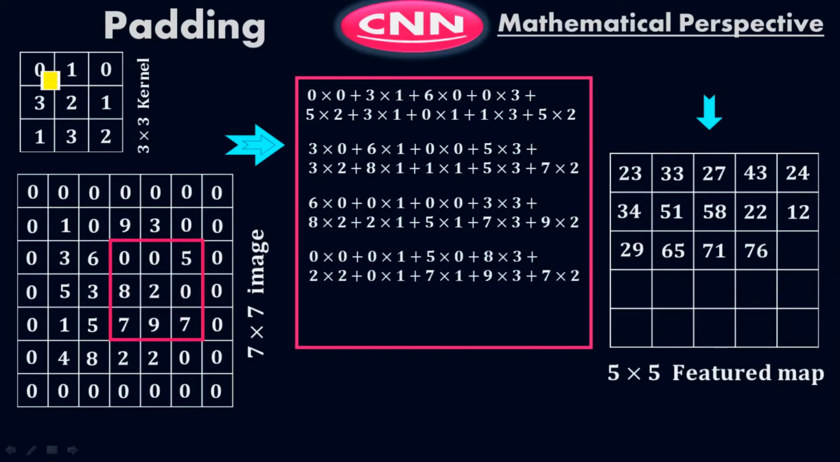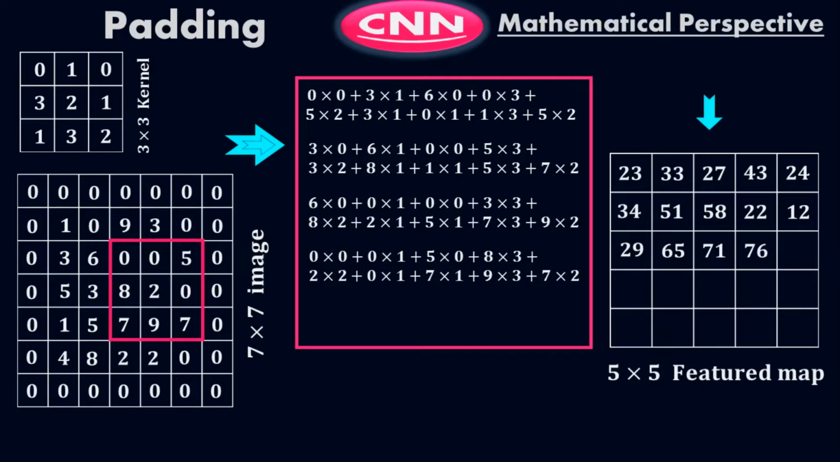Look, 0 times 0 plus 0 times 1 plus 5 times 0 plus 8 times 3 plus 2 times 2 plus 0 times 1 plus 7 times 1 plus 9 times 3 plus 7 times 2. Do further simplification, do all the multiplications and additions. At the end you will get 76.